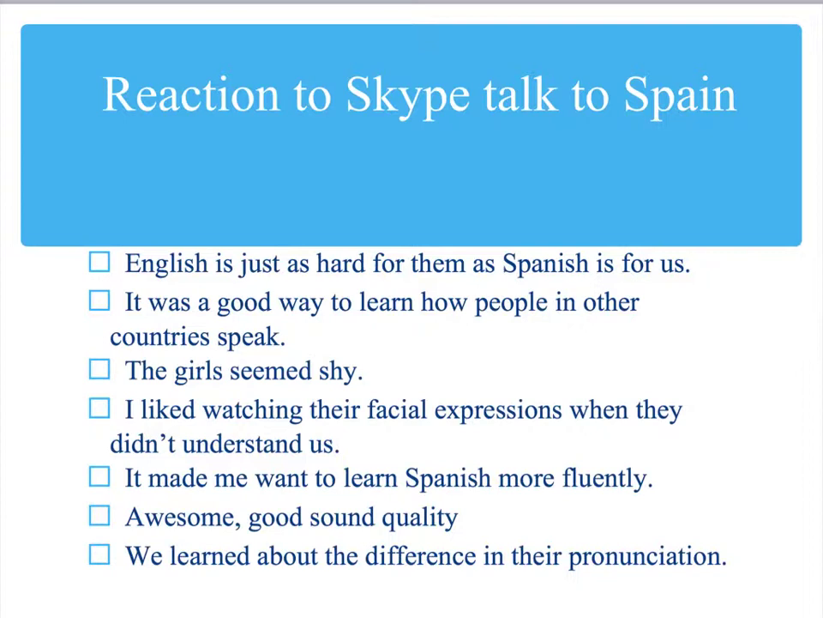Awesome, good sound quality. You will see that with the Skype talks, sometimes they go well and sometimes they do not. For example, the Skype talk to Guatemala, at first we had very poor sound quality, but then it improved. But this talk to Spain was simply outstanding. We learned about the difference in their pronunciation. Of course, they would have a different accent in Spain.